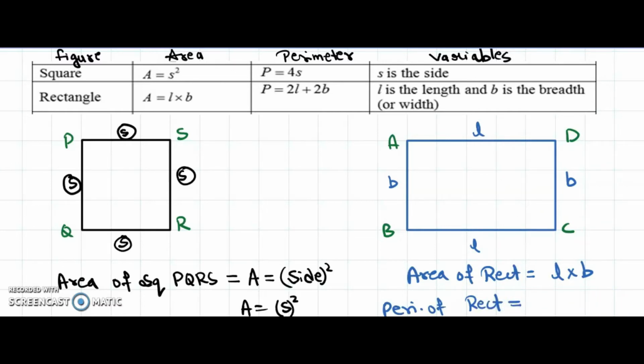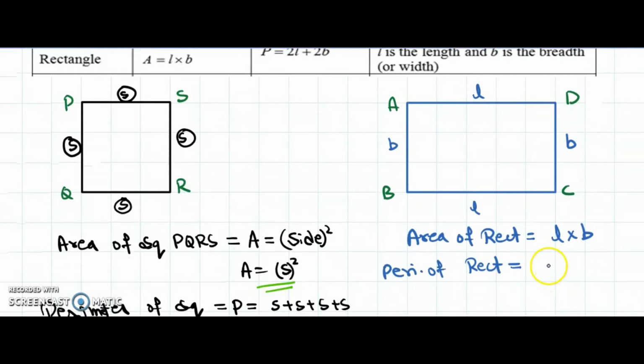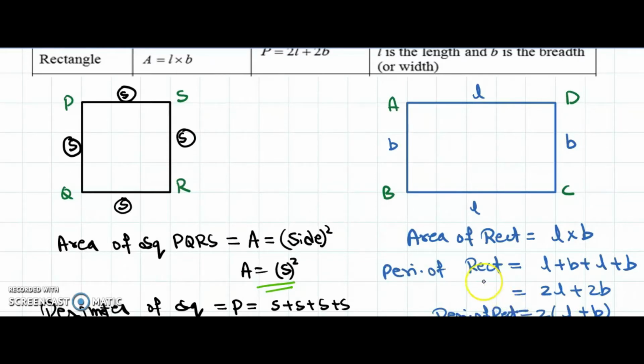In the perimeter of a rectangle, students, what do we have to do? We have to sum all the sides: length plus breadth plus length plus breadth. So you can see it is 2 times length and 2 times breadth. We can take out the common 2, and hence the formula will become 2 times (length plus breadth). That is the formula for the perimeter of a rectangle. So you have understood the area as well as the perimeter of a rectangle.